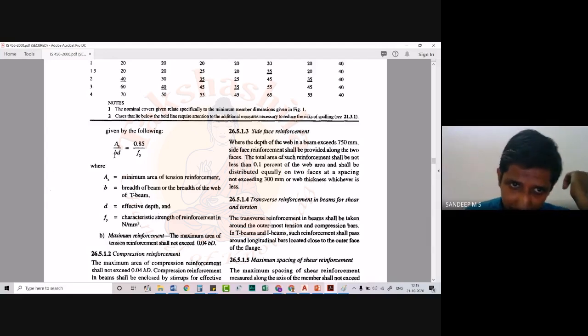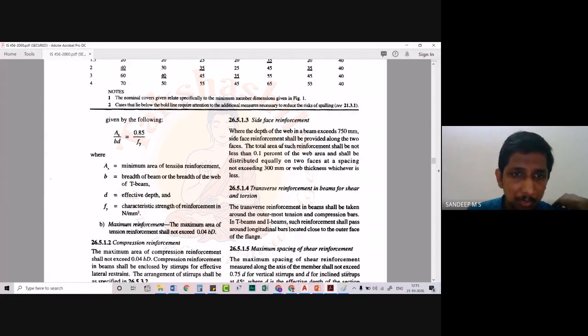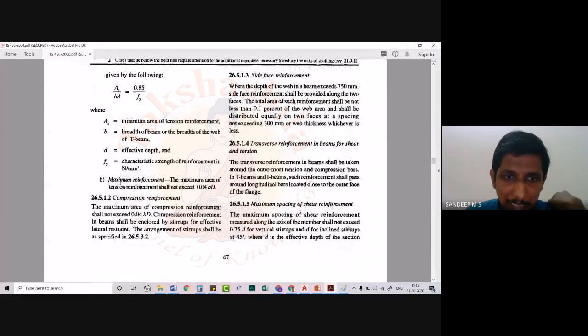For that we have two clauses, and this clause gives the minimum AST that should be provided. Based on the width and the dimensions as well as the grade of steel used, you can find out the value of AS, which is the minimum area of tension reinforcement, and compare this value with the final amount of AST provided in your beam. Then regarding the maximum reinforcement, the maximum area of tension reinforcement shall not exceed 0.04 BD. You have to calculate this and ensure that the amount of steel provided is not greater than this value also.